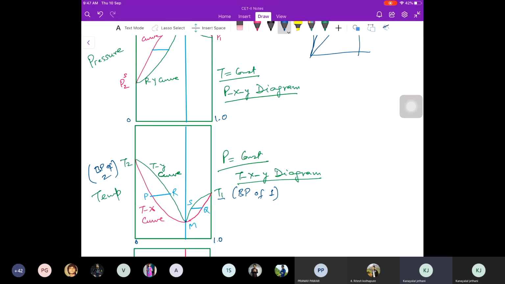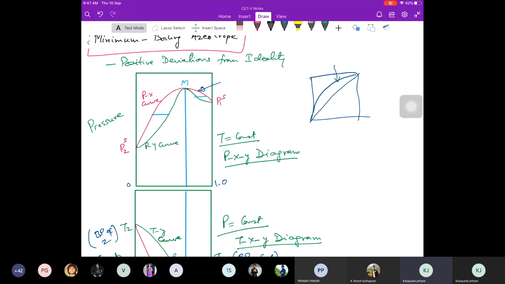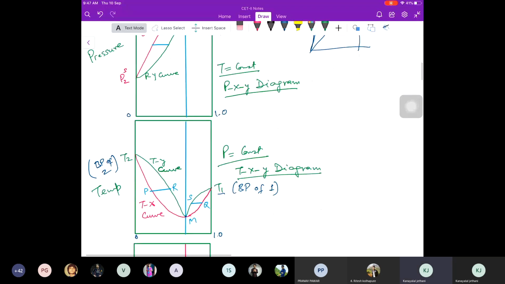At this point the vapor will be formed which will have equal composition, liquid and vapor, and that is why it is minimum, it's less than T1, less than T2. That's why it's called minimum boiling azeotrope. Deviations are positive because pressure is more than ideal here, right? Pressure is more, that's why it is positive deviation from ideality, but temperature is less than that of pure 1 and pure 2, and that's why it's called minimum boiling azeotrope. Is this understood?